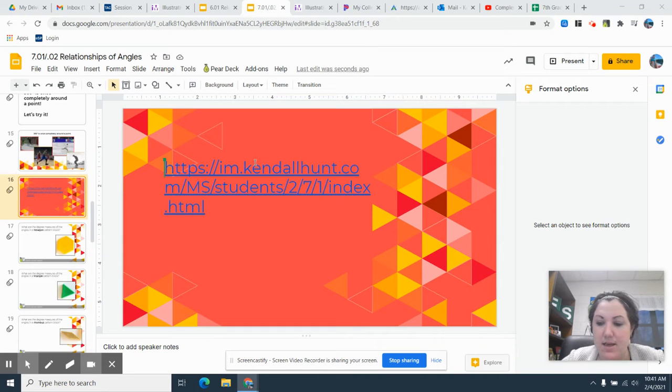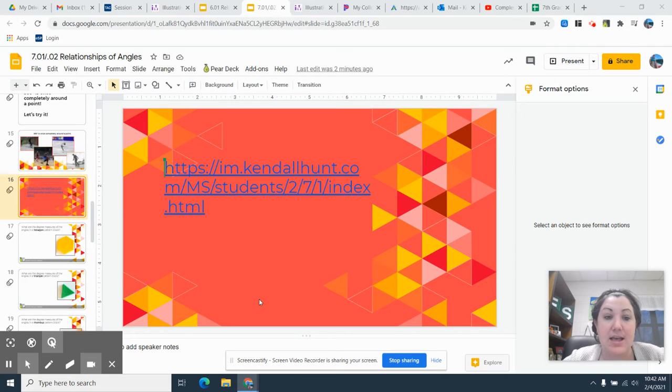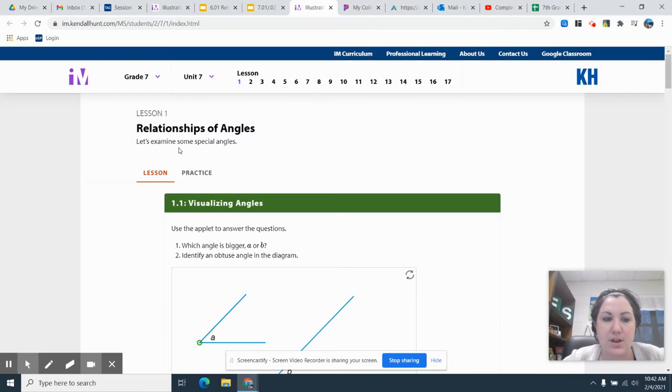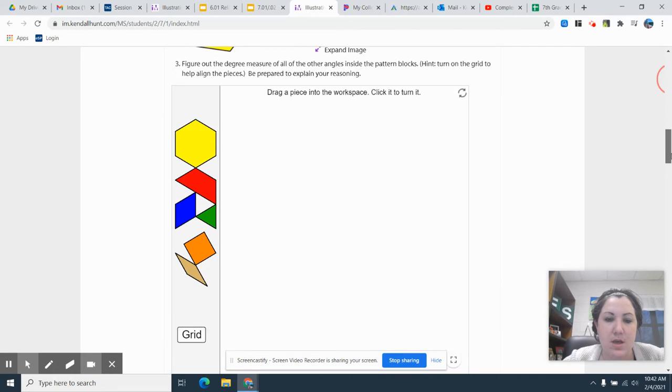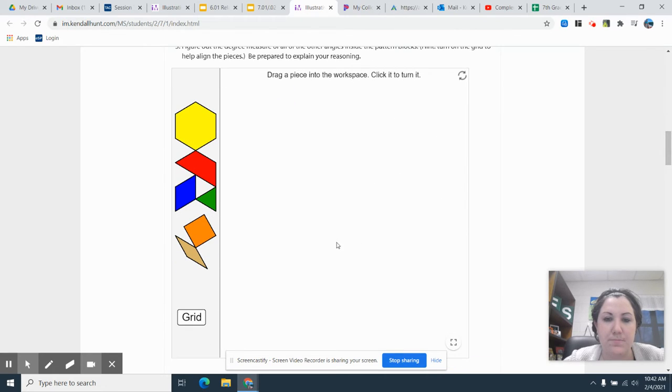For today's activity, you're going to be working with interior angles. And so I just kind of want to give some brief instructions on how to complete this activity. So you're going to go to this link here. So go ahead and click on it. And you should pop up this website. So you're going to go down to where it says 1.2, more specifically to here.